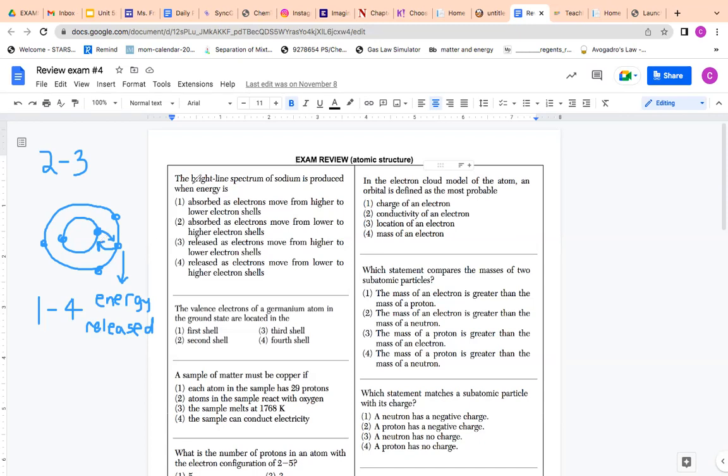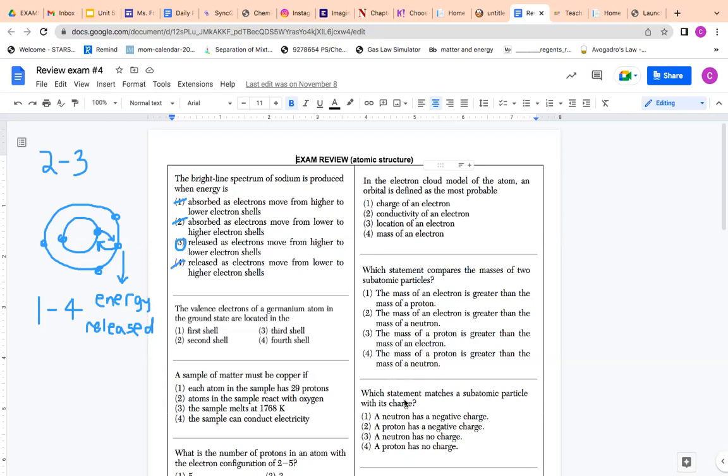So let's look at our options now. We know that the bright line spectrum only occurs when the electron comes back down. So we have to go to a lower shell, and it does this by releasing energy. So it's definitely not this or this. We don't absorb energy to get to a lower level. We release energy to come back down to our original energy levels. So it's between really 3 and 4. Choice 3 says releases energy as electrons move from higher to lower electron shells. Yes. Again, we went from the second energy level back down to the first energy level. So choice 4 wouldn't make sense.